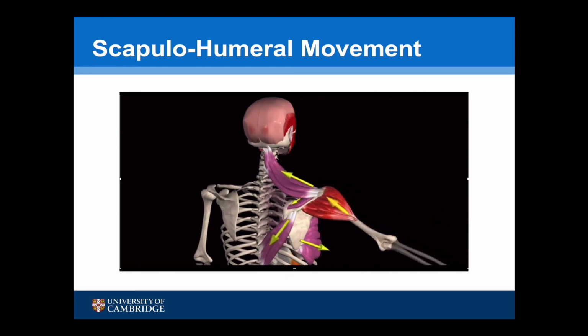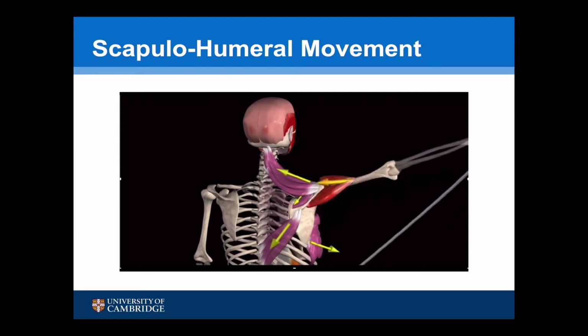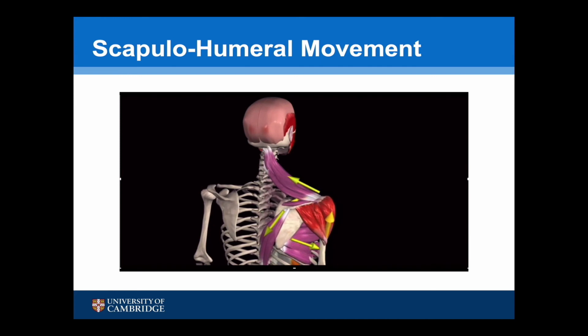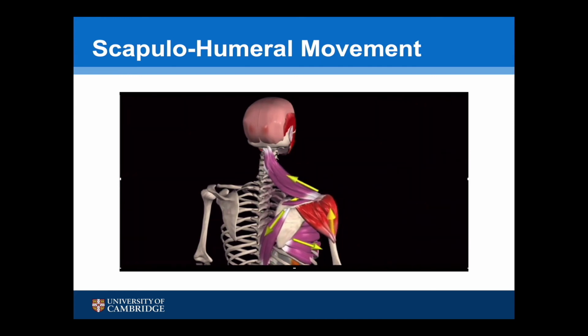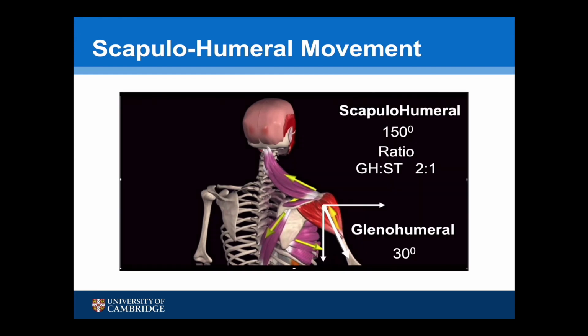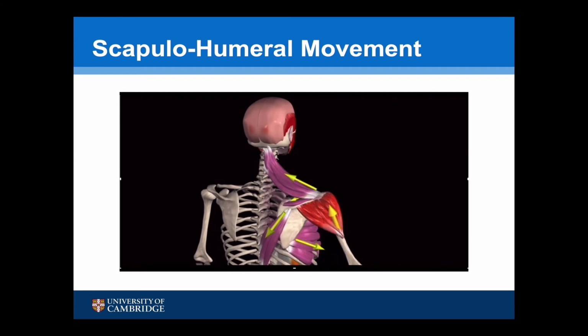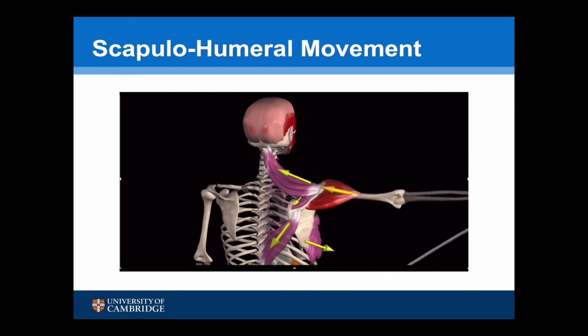Some of the key muscles have been added into this animation, and we can see that both the glenohumeral joint and Scapulo-Thoracic joint are moving together. As we can see, the first 30 degrees of abduction is mainly done at the glenohumeral joint, then the rest of the movement is a composite of both glenohumeral and Scapulo-Thoracic movement together.